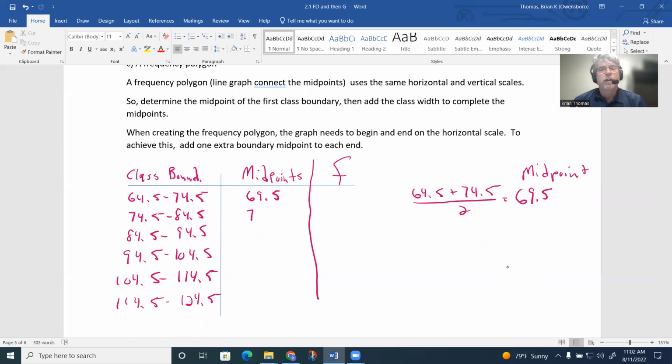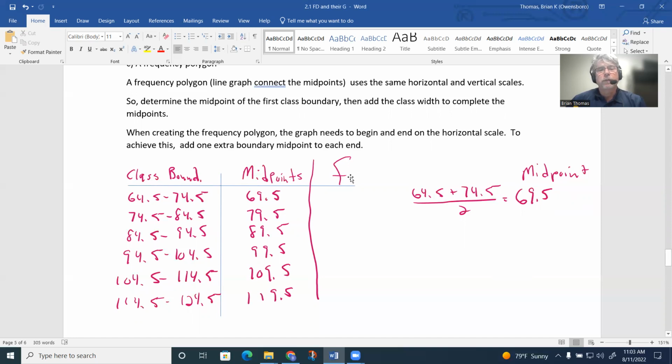So I'm going to have 79.5, 89.5, 99.5, 109.5, and 119.5. Those should be the midpoints of those values. It should be halfway between. So 64.5 and 74.5, 69.5 seems to be in the middle. 74.5 and 84.5, 79.5 seems to be in the middle. So that's going to be our horizontal scale.